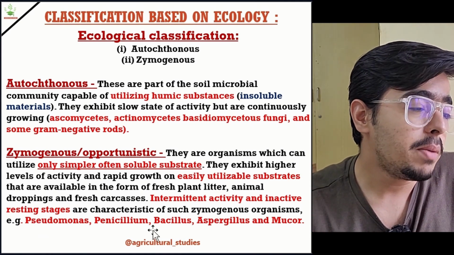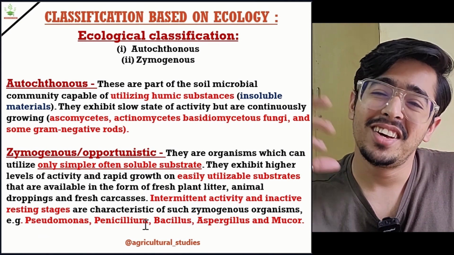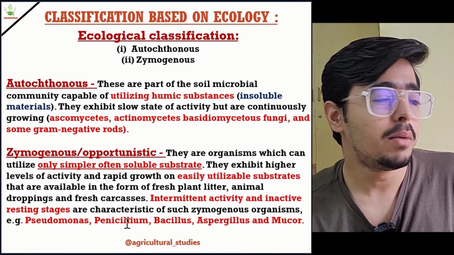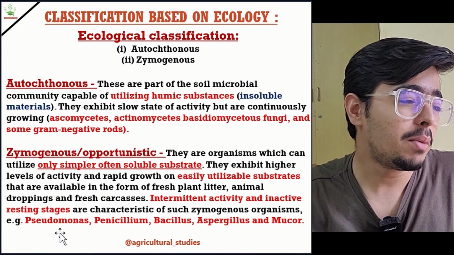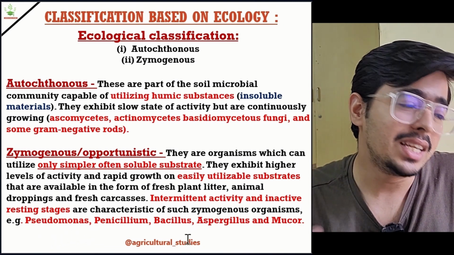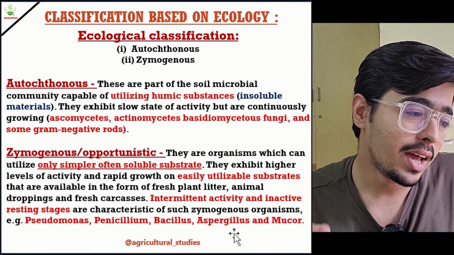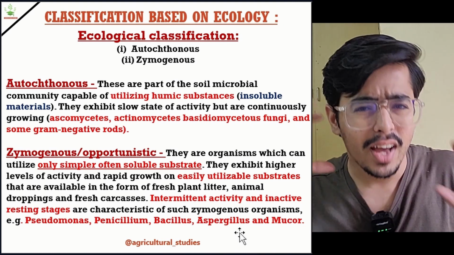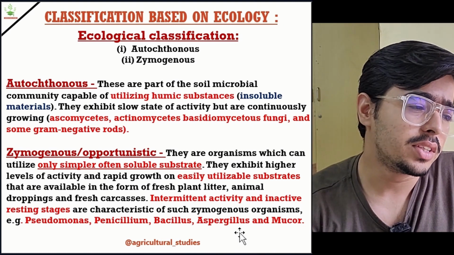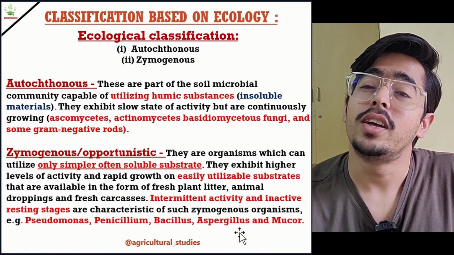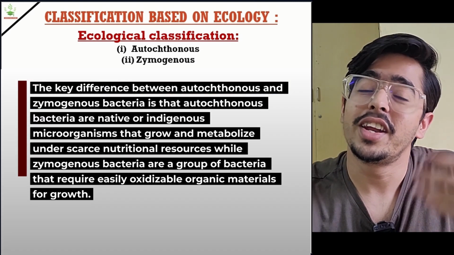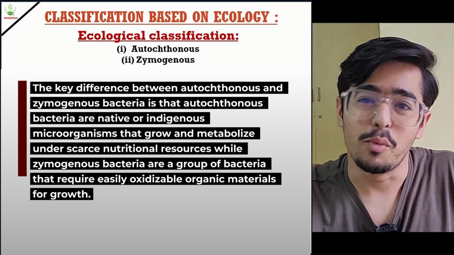So there is PP balm. I learned this as PP balm. What is PP balm? PP balm can be remembered for the zygogenous. PP balm is Pseudomonas, Penicillium, Bacillus, Aspergillus and Mucor. I have learned this way, but you can also learn this without any mnemonic, or with another creative or better mnemonic.